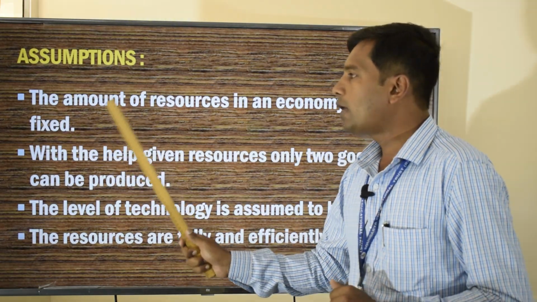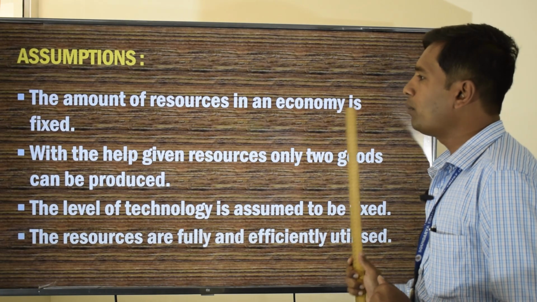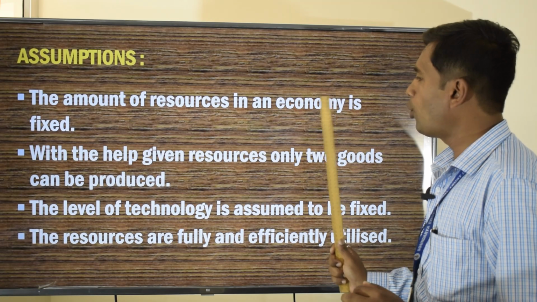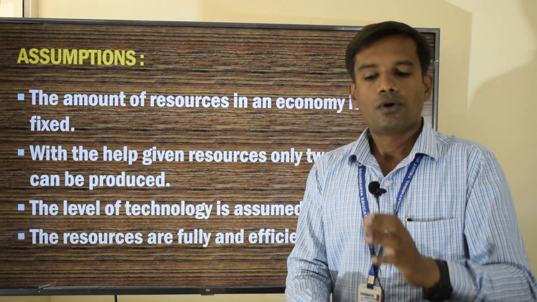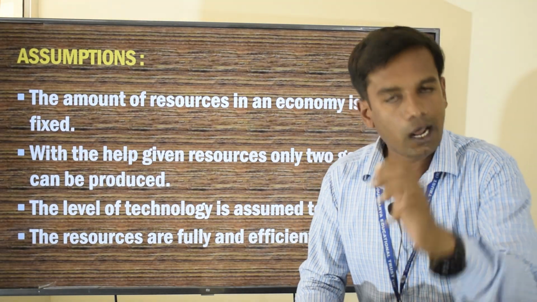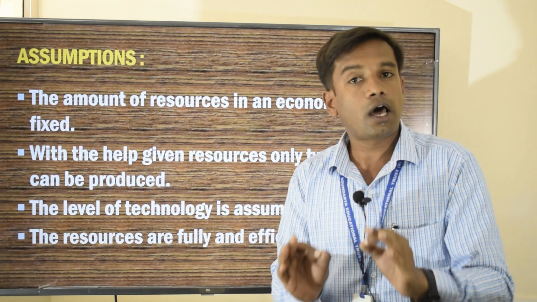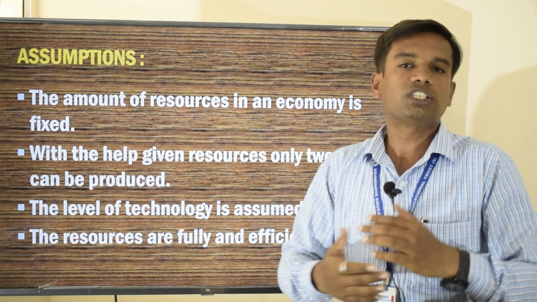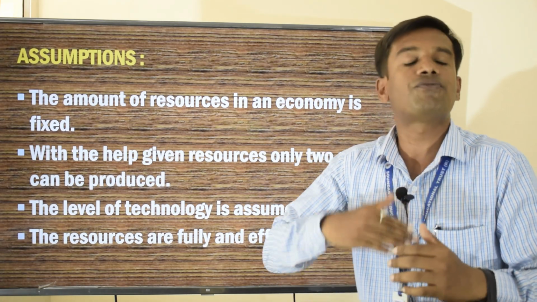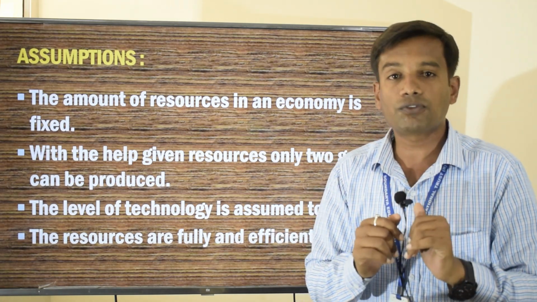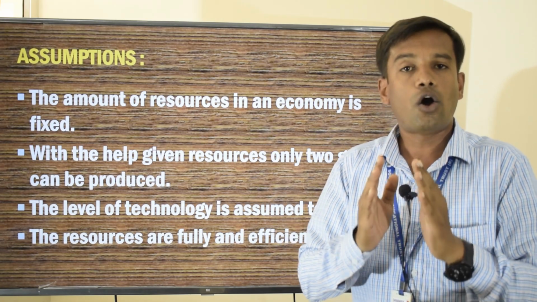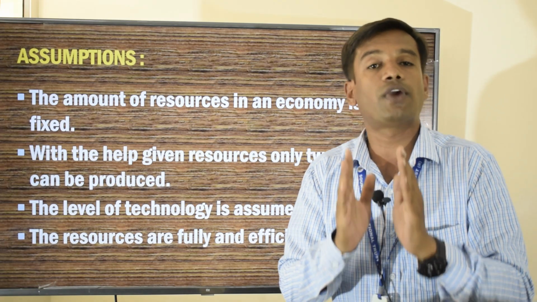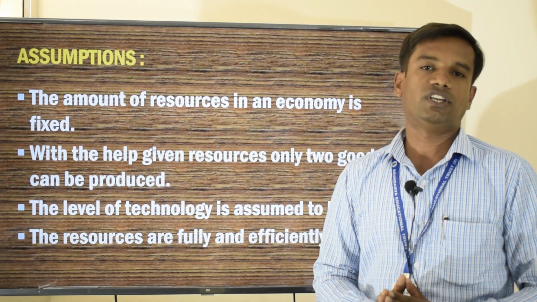First one, the amount of resources in an economy is fixed. We know that human wants are unlimited but resources are limited. We cannot regenerate the resources. Once we use the resources, they are exhaustible. So that is why here we need to assume that resources are always fixed. With the fixed resources, we have to produce the goods and services.